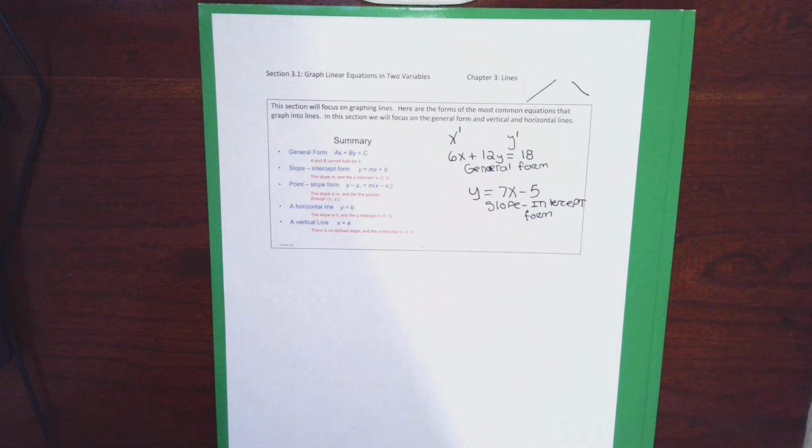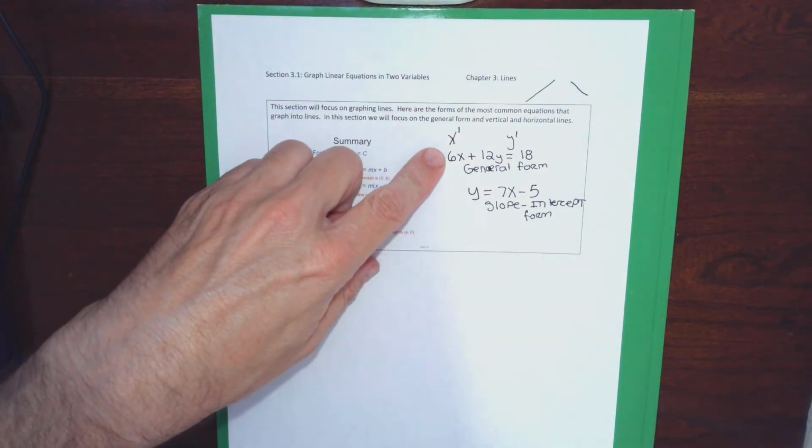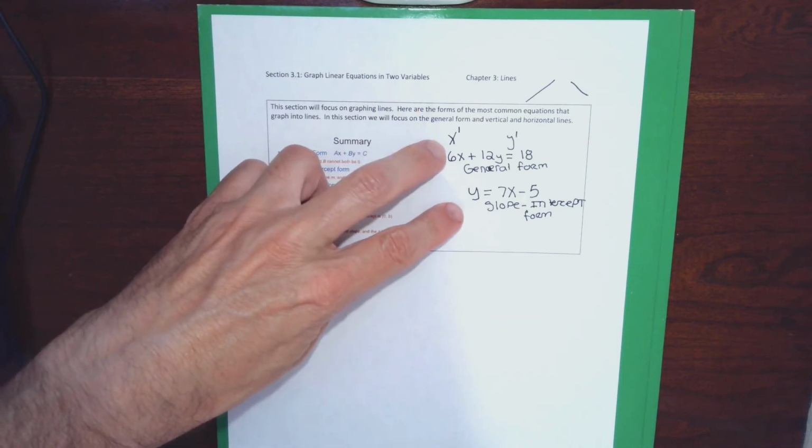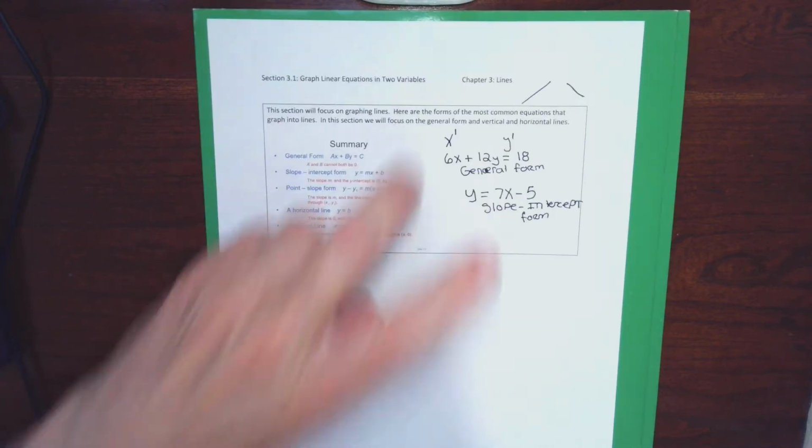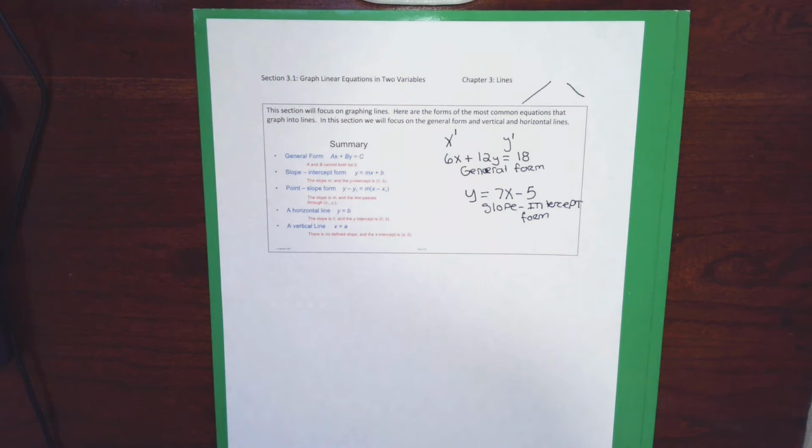In this section 3.1, we're going to graph equations that I know ahead of time are going to have a graph that makes a straight line. We're going to graph equations by finding 3 points, and then we're going to connect the points with a line.